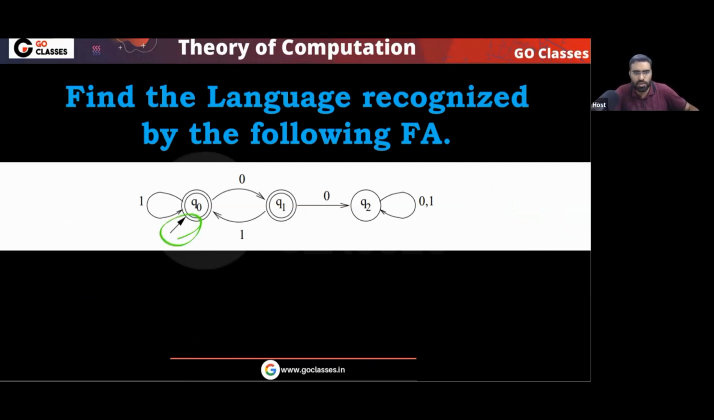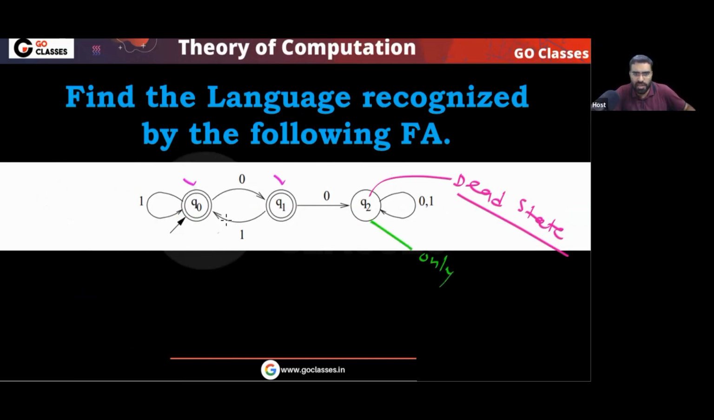This is the initial state. You can check. So can you do the analysis and tell me what is the language of this finite automata? You can notice this is a final state, this is a final state, and this is a non-final state. And you can also notice this is your dead state. So basically, this is the only non-final state in this diagram. In this finite automata, this is the only non-final state.